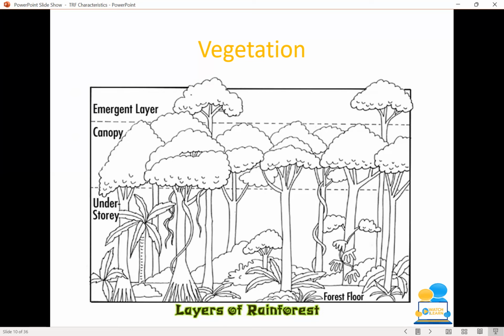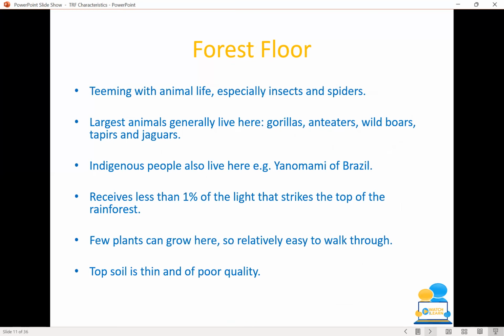So that's what it's going to look like. We're going to have to basically look at the details of each of these four layers. So what do we find in each of them, and what's happening in each of the different layers as we see them there in front of us? So the first one we're going to look at in a bit of detail is going to be the forest floor.